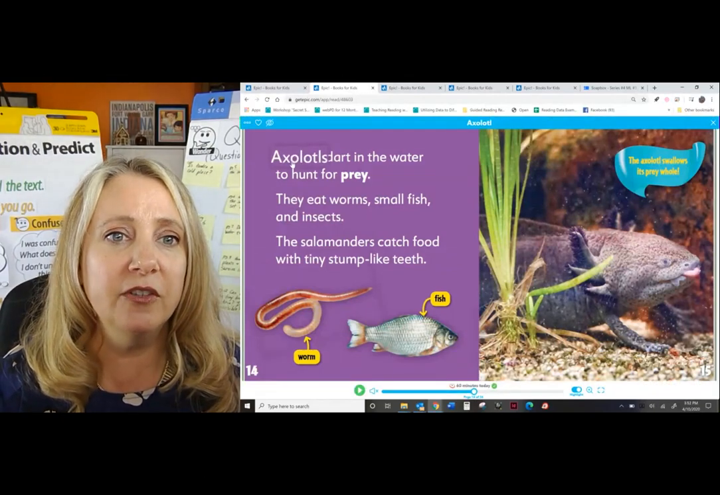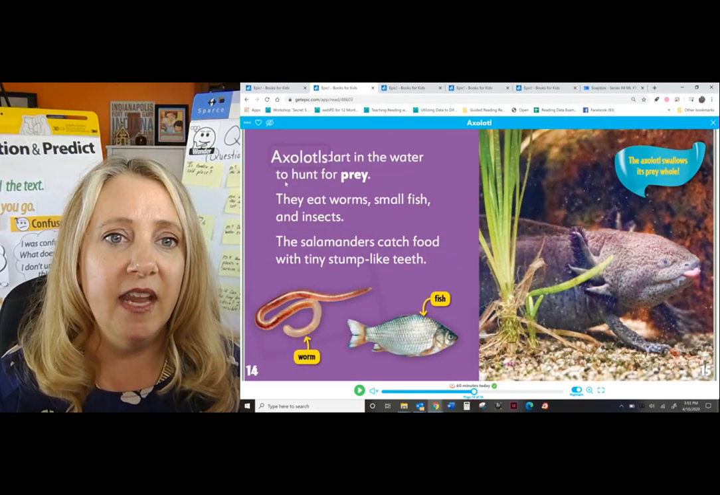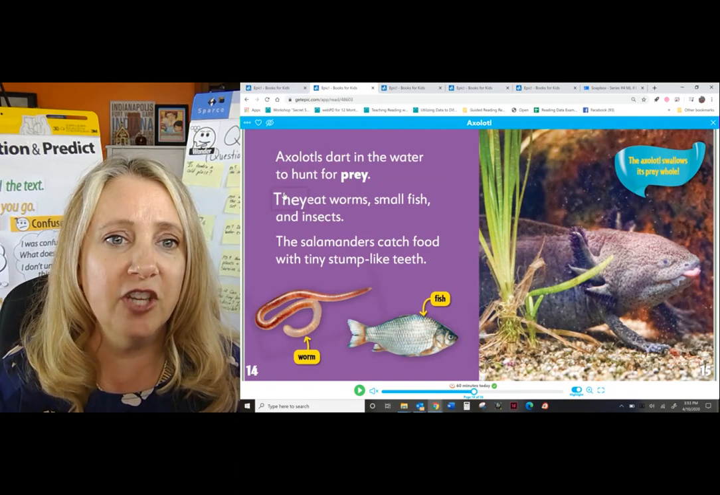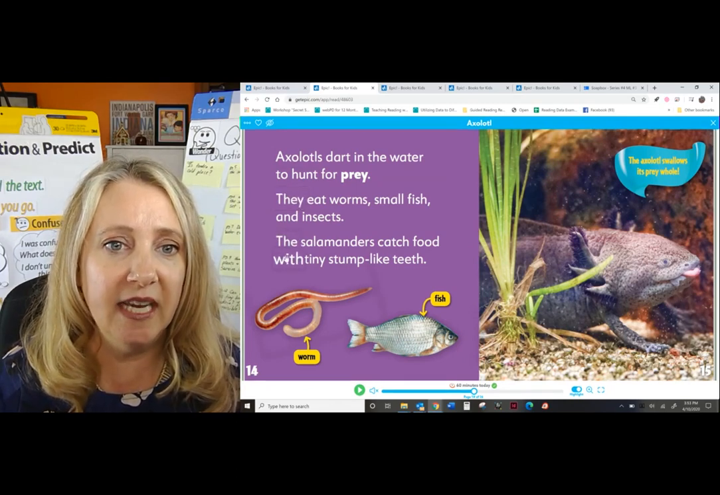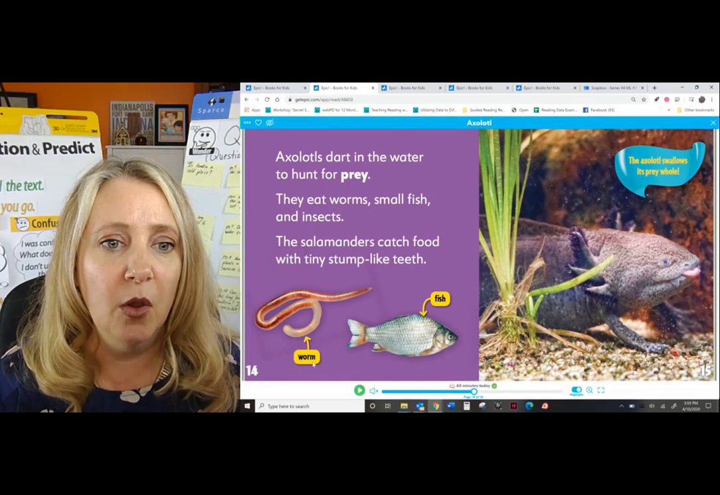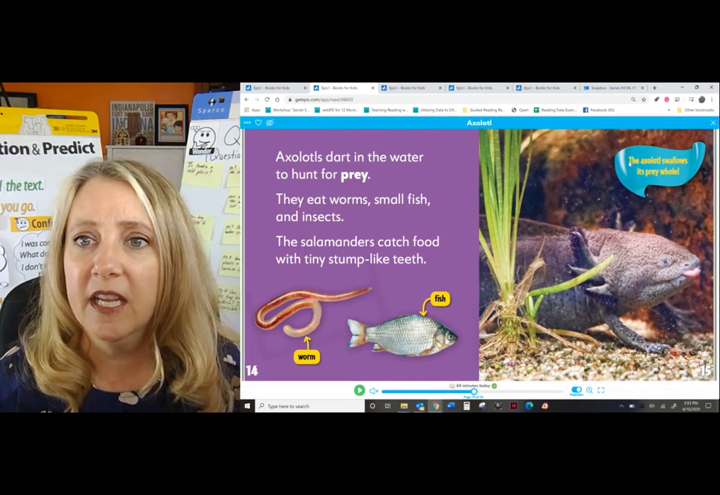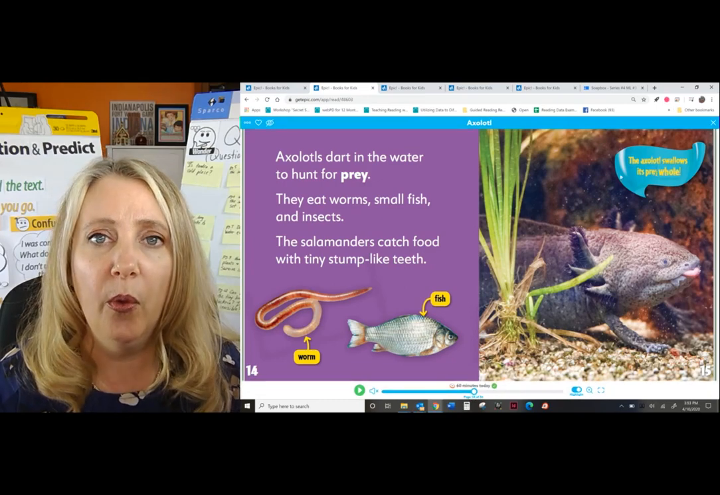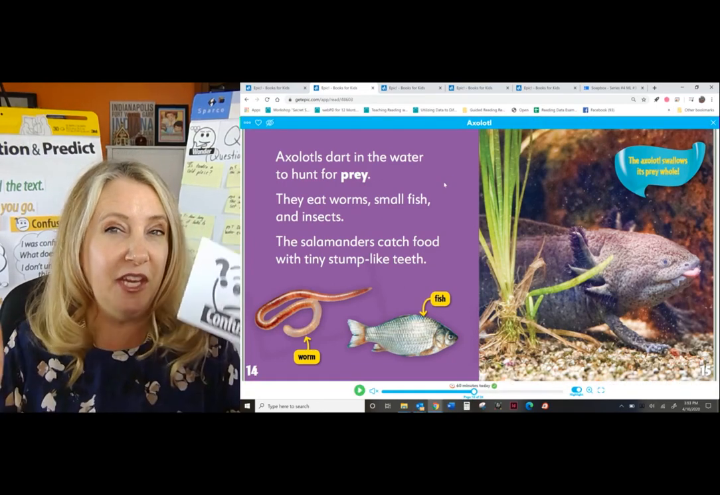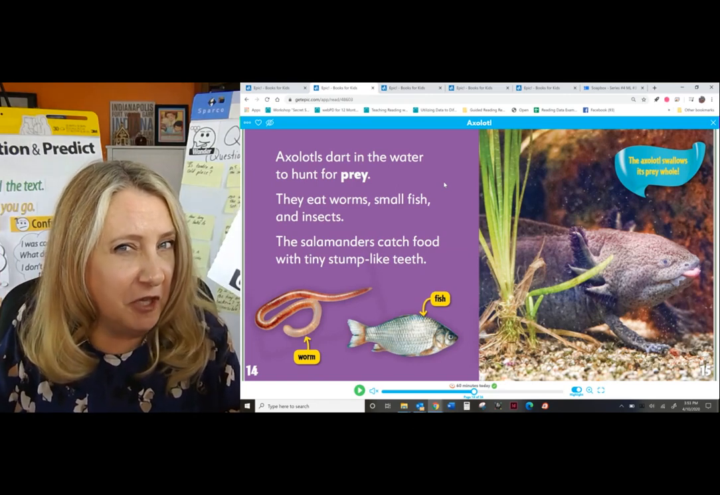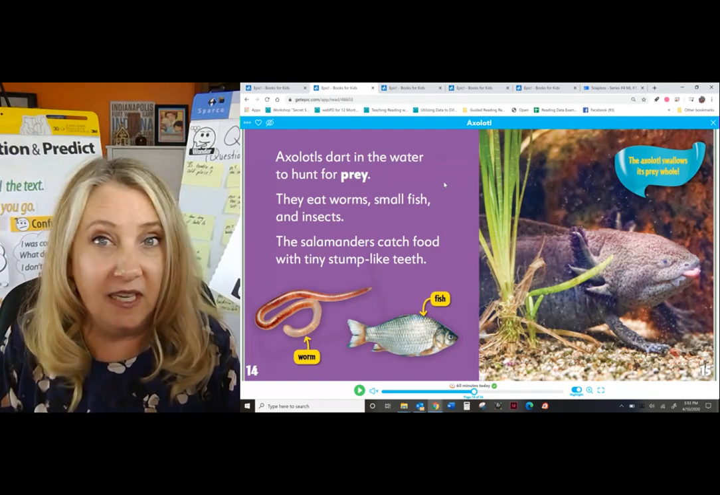Axolotls dart in the water to hunt for prey. They eat worms, small fish, and insects. The salamanders catch food with tiny stump-like teeth. Worm, fish. The axolotl swallows its prey whole. Okay, any words on here make you go, I'm kind of confused? What's that word mean? Any?